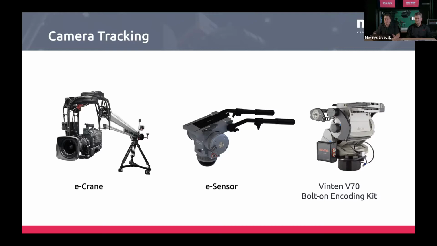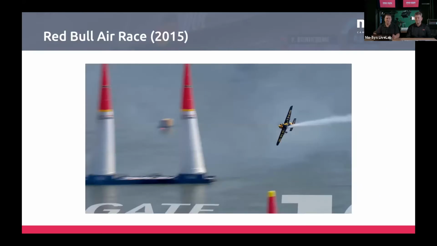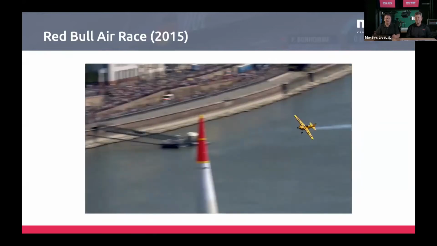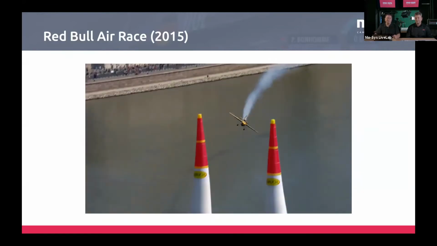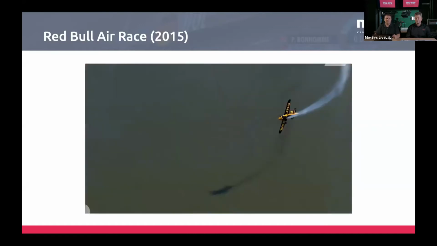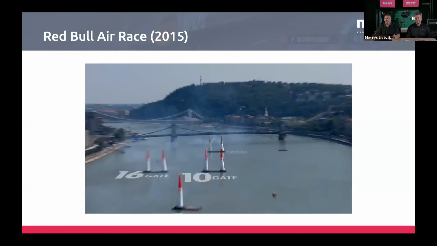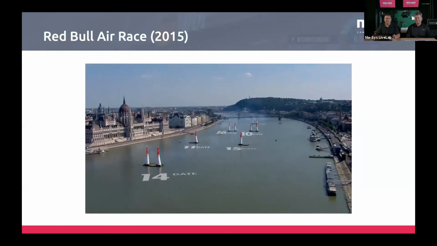The E-sensor is a camera head with all the electronics and the sensors built in, while the Vinten V70 is actually a bolt-on kit to the most popular outside broadcasting head there is, and you bolt that on in about 10 minutes. We used it on the Red Bull Air Race, and that should be a video, and you see those numbers stuck on the river. I think that was in Budapest, in those crazy planes. And that was actually filmed from a wobbly cherry picker, but we did a really special tracking development for them.